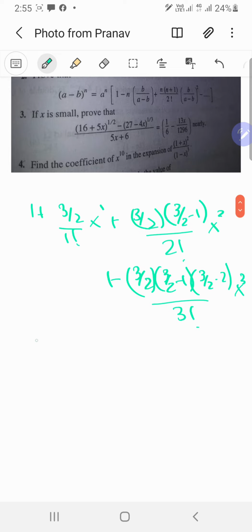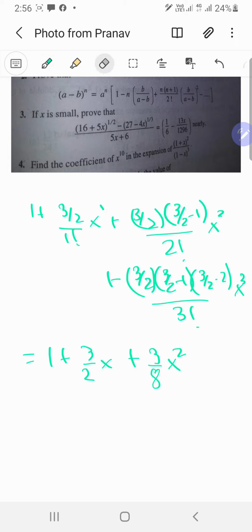Okay, so let's calculate that. It's going to be 1 plus, it's just (3/2)x, plus (3/2) into (1/2), which is 3/4, and that divided by 2 is 3/8. So this is (3/8)x squared.